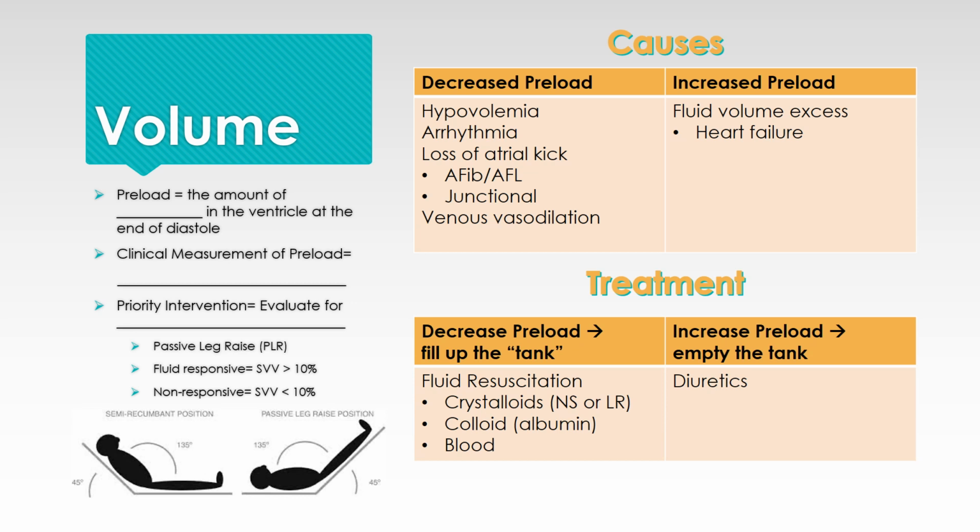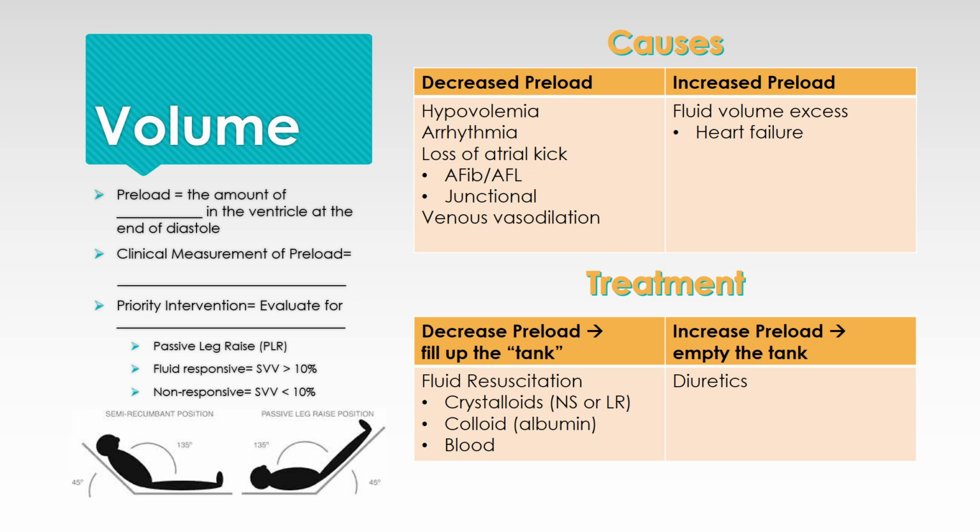Okay, so what are some causes of volume problems? For a decreased preload, a CVP less than 2, our most common causes are things like hypovolemia, arrhythmias or loss of atrial kick like AFib, aflutter, junctional, as well as venous vasodilation. What are some causes of increased preload? Our most common one is fluid volume excess that we see in heart failure.